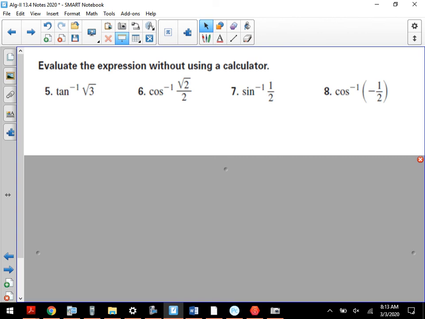So let's see, we have what angle has a tangent of root 3, what angle has a cosine of root 2 over 2, what angle has a sine of 1/2, and what angle has a cosine of negative 1/2. Remember, always draw them first to figure out where you're at, and then start going back against your triangles. Remember, the 2 triangles you're always using, it's either a 45-45-90 or a 30-60-90.